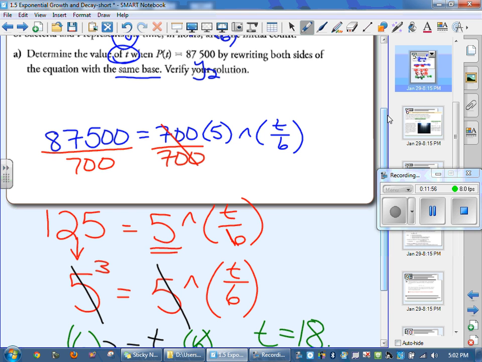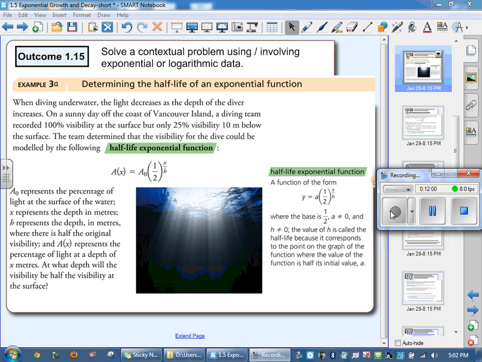Example 3 is about a half-life. We're talking about a half-life, so that means our b value is 1/2. So this question's talking about when you dive underwater, the amount of light that you have decreases the lower you go in the water. So on this particular information, it tells us that on a sunny day off the coast of Vancouver Island, a diving team recorded 100% visibility at the surface. So at the top of the water, you can see 100%. However, you only have 25% visibility when you're 10 meters below. Now, the team determined that the visibility of the dive could be modeled by the equation they're showing us here.